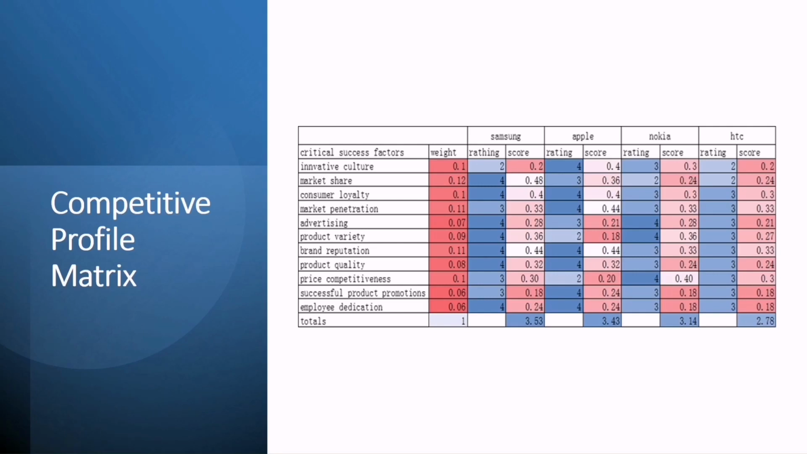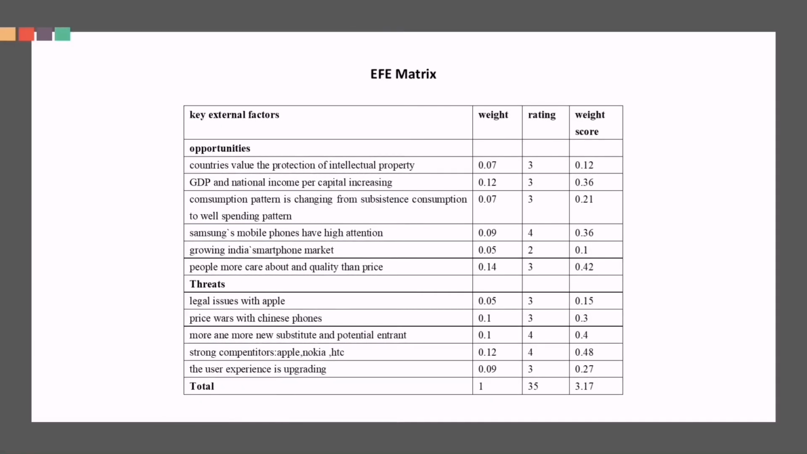Next is the competitive profile matrix. In addition to Samsung, Apple, Nokia, and HTC are selected here for comparison. The next is Samsung's external factor evaluation matrix.